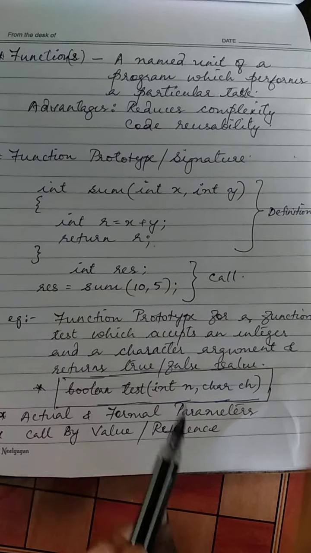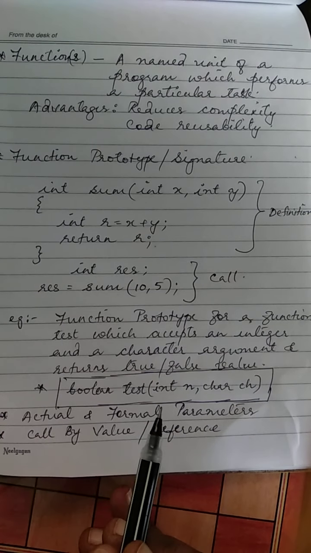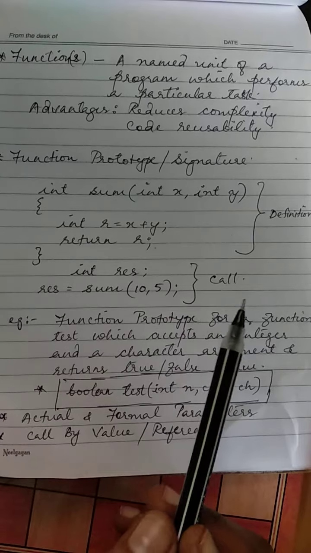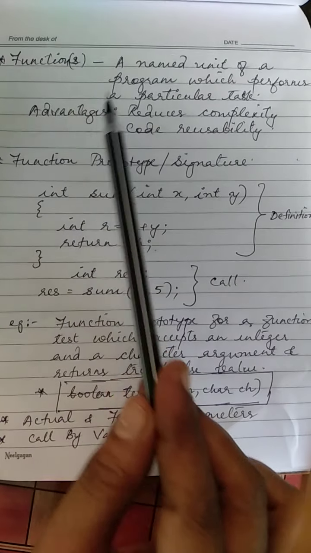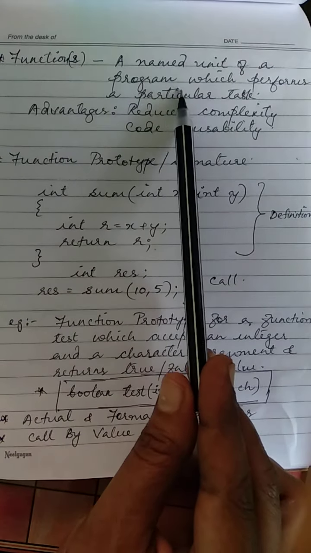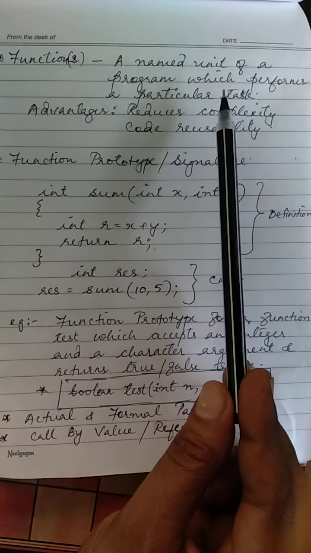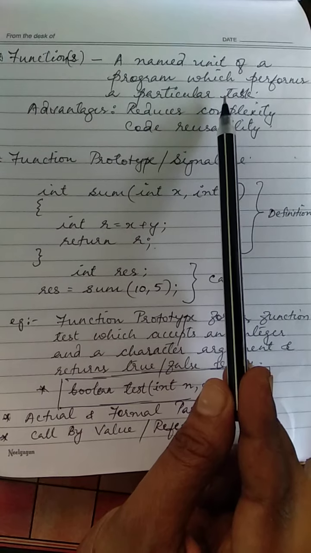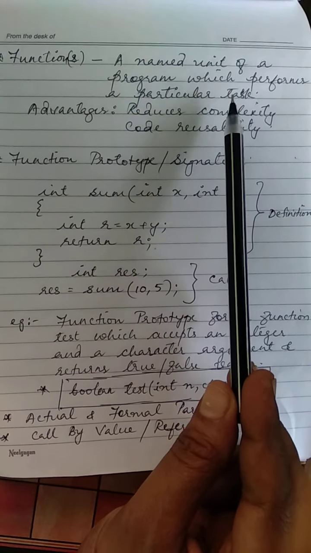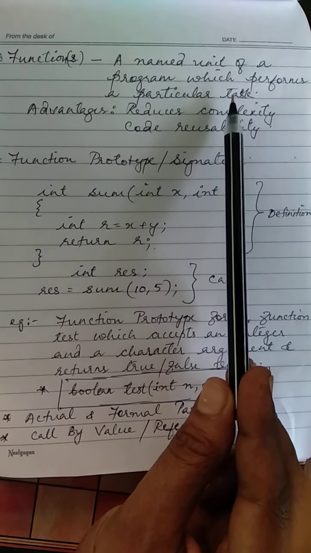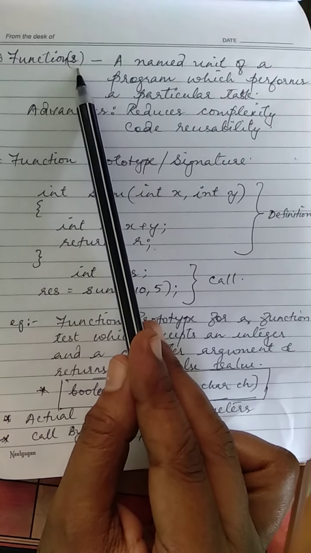Okay, now we will discuss some important concepts that come under the chapter functions. Very fast I'll go. What is a function? Function means it is a named unit of a program which performs a particular task. A function will be having one or more statements in a block, and that block performs a particular task, and that block will be given a name, and that is known as function.